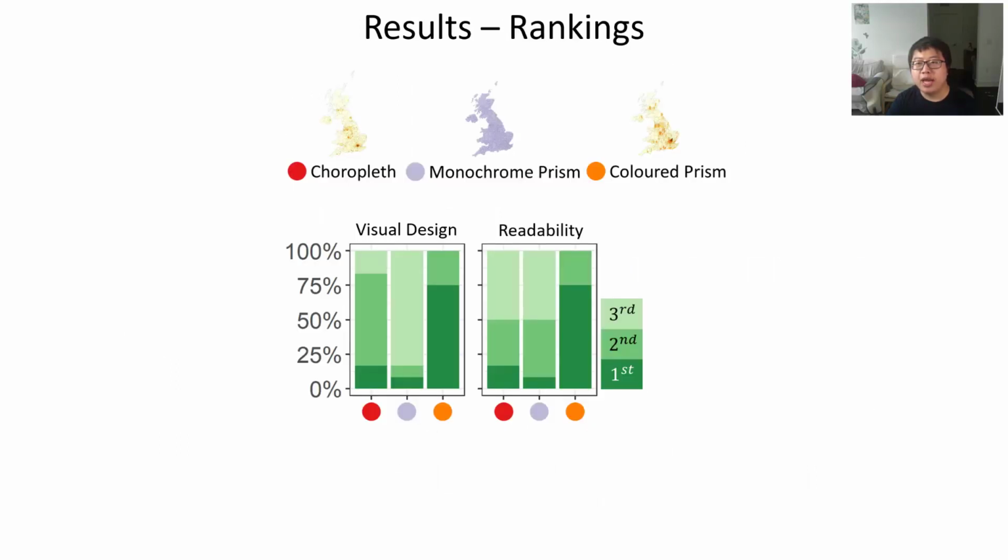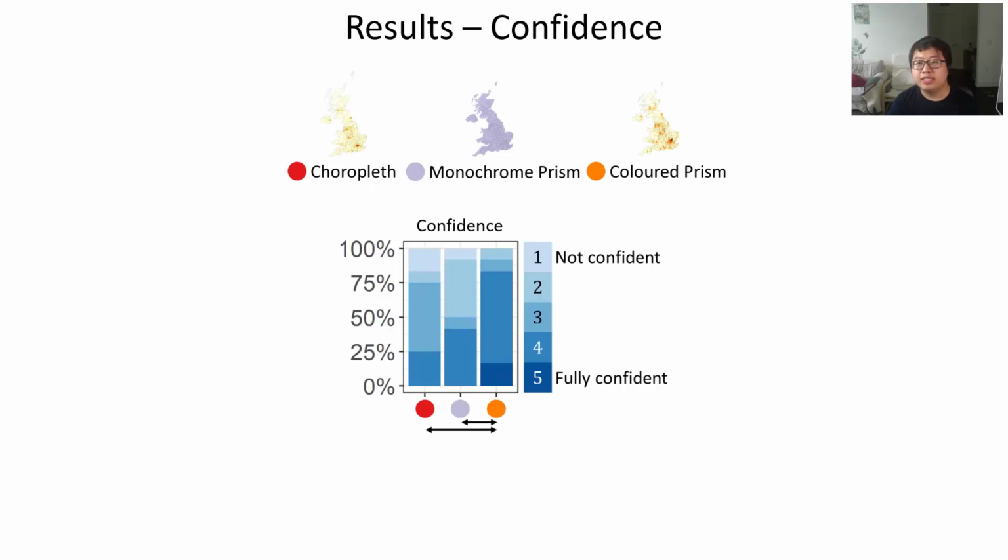Our participants also ranked the visualizations in terms of visual design and readability. We use arrows to indicate that there is a statistically significant difference between two conditions. We can see participants did not like the monochrome prism maps at all. They also preferred the colored prism maps over the choropleth maps in terms of readability. We also asked our participants to rate their subjective confidence for each condition. Participants felt more confident with colored prism maps than the other two conditions. We believe this may be because the participant can confirm the answers with two different encodings.